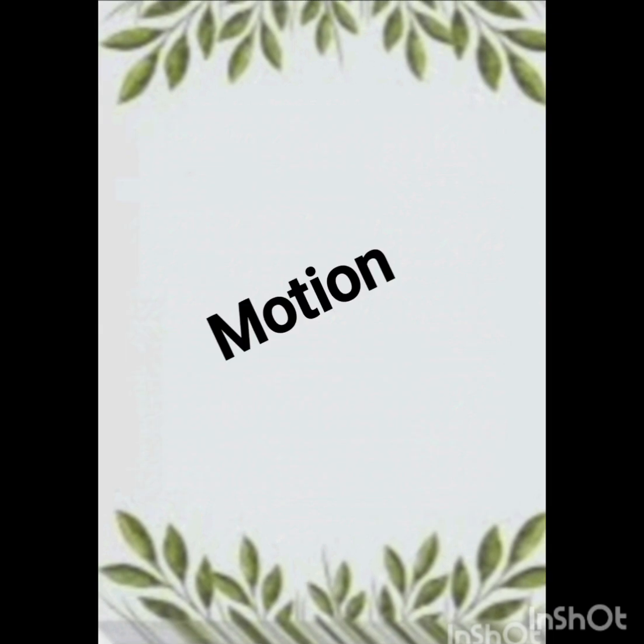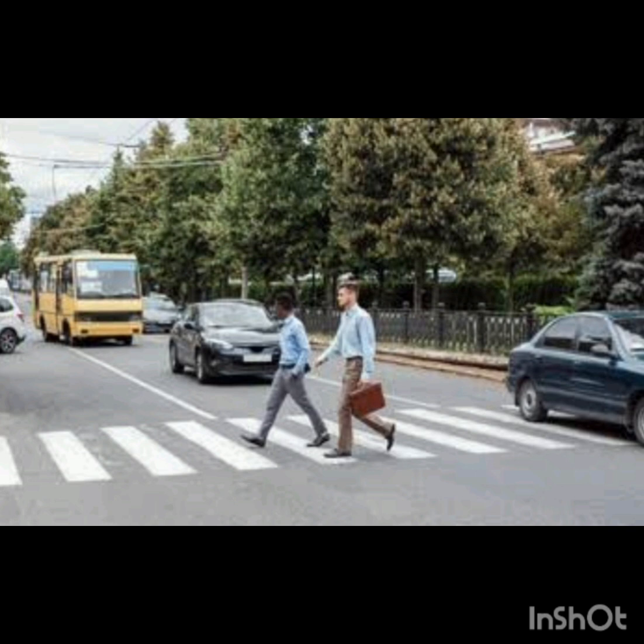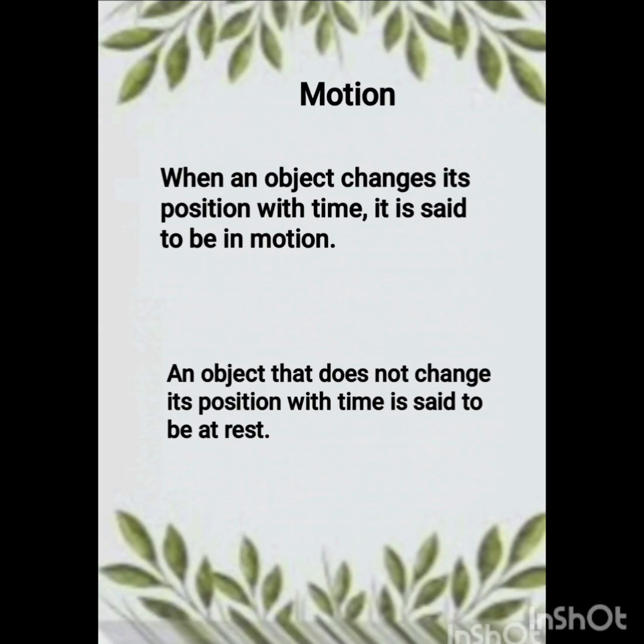Let's learn about motion. Children, what do you observe when you go out? You find many objects moving around you. You find cars, buses, trucks, and bicycles moving on the road. All these objects are changing their position with time. So, when an object changes its position with time, it is said to be in motion.